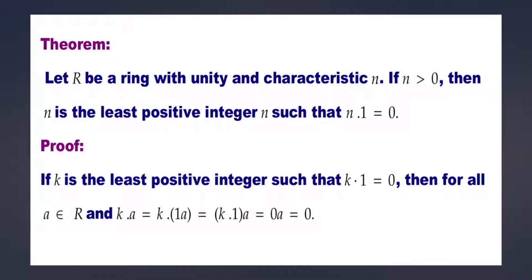Let R be a ring with unity and characteristic n. If n is greater than 0, then n is the least positive integer such that n times 1 equals 0. The proof: if k is the least positive integer such that k times 1 equals 0, then for all a belonging to R, k times a equals k times 1 times a, which equals 0 times a, which is equal to 0, because anything multiplied by 0 is 0.